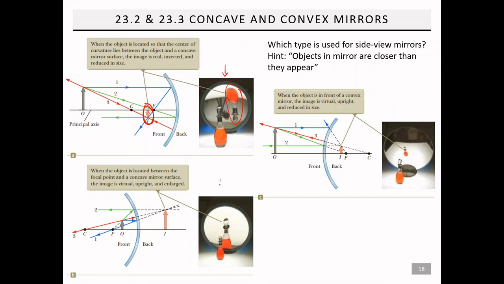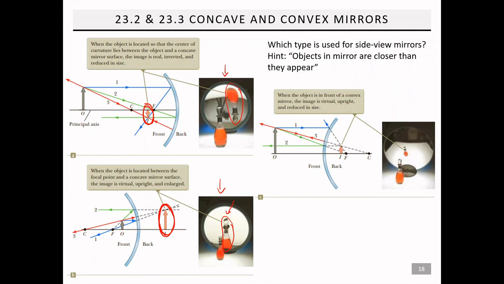In the bottom left, you have a concave mirror where the object is between the focal point and the mirror. If you look in the mirror, you'll see that you have an enlarged virtual image. This is what you expect from the ray diagram as well. Notice that we call it a virtual image, but it's something that you actually see.